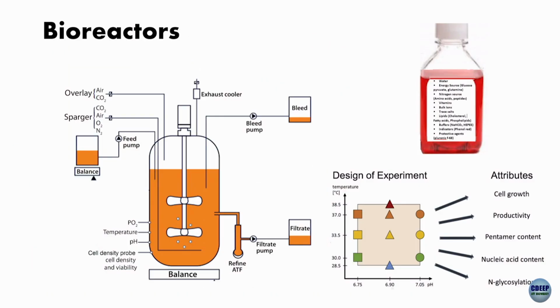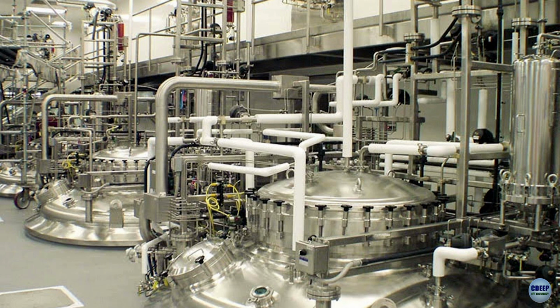This is upstream and downstream development. But when you look at large manufacturing facilities, this is a bioreactor in a manufacturing facility. It's a 50,000 liter bioreactor, and this is growing monoclonal antibodies. How big is a 50,000 liter bioreactor?